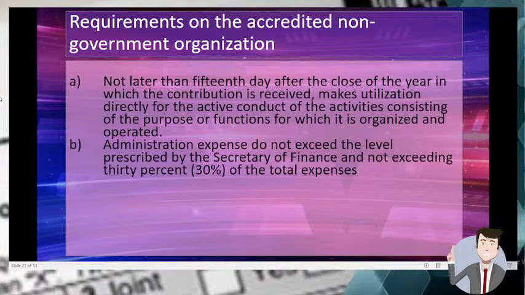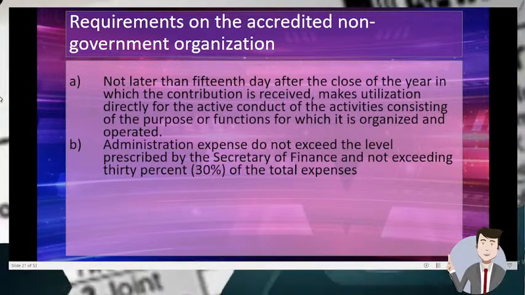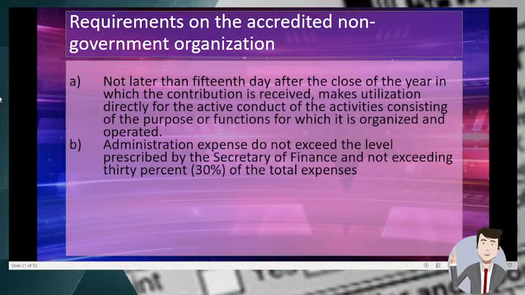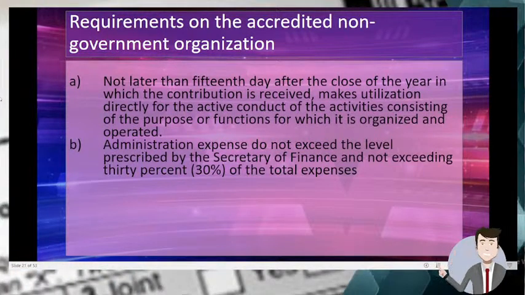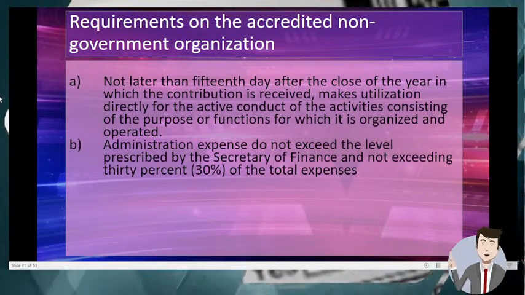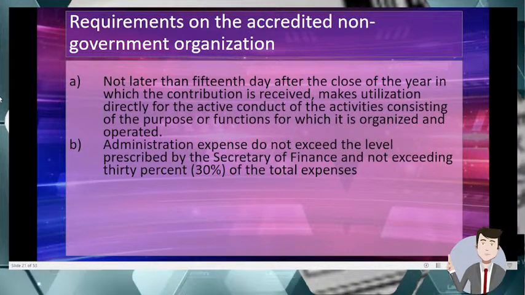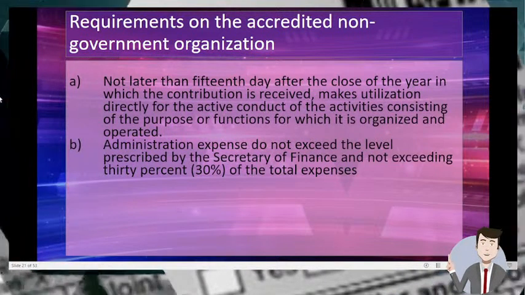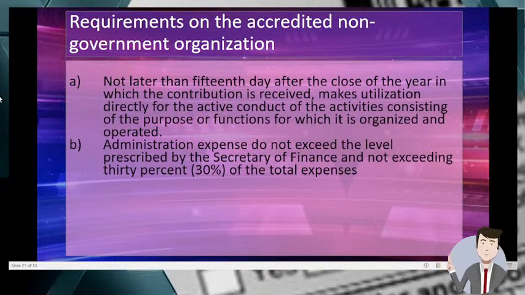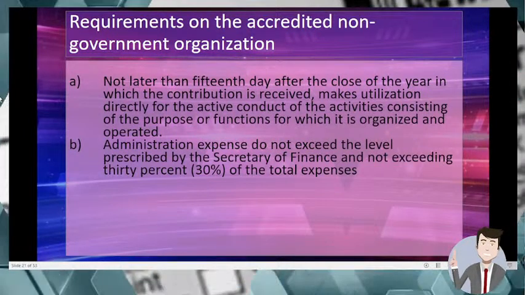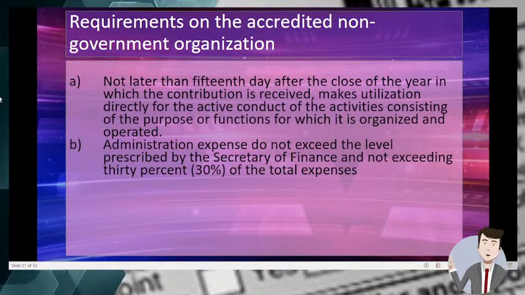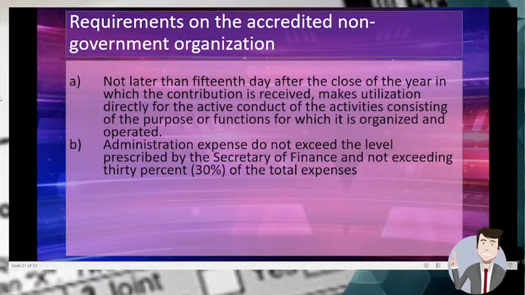Take note, what are administrative expenses? So these are office salaries and wages of office personnel, office supplies, depreciation on office buildings, stationery, and other related expenses on the administration of the activity of the NGO. So take note guys, it is only up to 30%. Okay? So it should not exceed 30%. So it should be less than 30%.